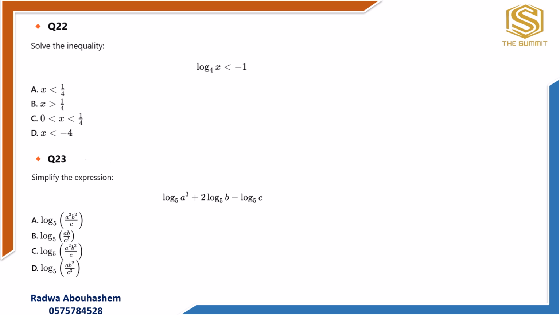Solve the inequality. Log x to the base of 4 is smaller than -1. Okay, I have to convert it to exponential form, so I leave the x here, and it will be smaller than, of course, this is the power, right? And this is the base, so 4 power -1. So x is smaller than 1 over 4. But actually, we have restrictions that we cannot take the logarithm of a negative number. So this means that x should be between 0 and 1 over 4. So 0 is smaller than x is smaller than 1 over 4.